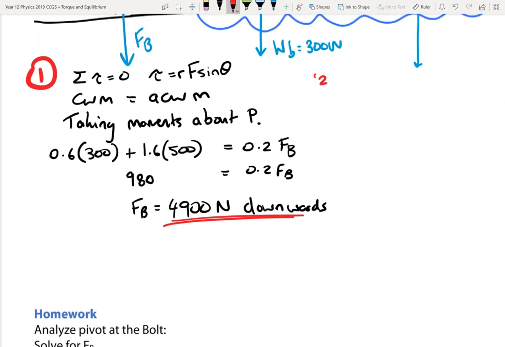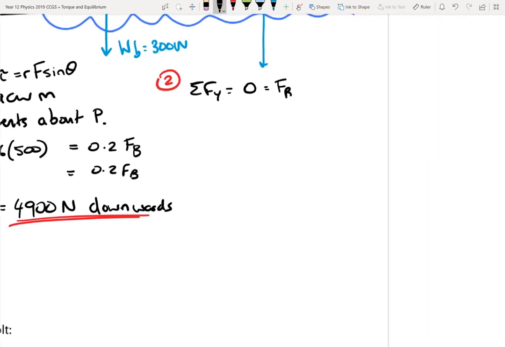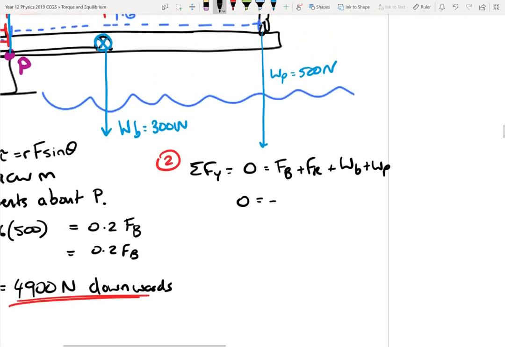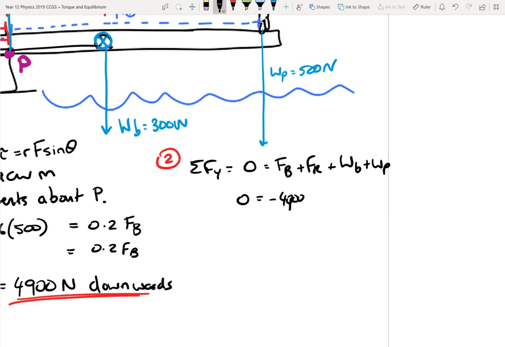So again, step 2. We can now solve the sum of forces equals 0, which is the force of the bolt, reaction force of the block, weight of the board, weight of the person. Again, I'm a rearranging kind of guy, but let's just equate it to 0. We've got negative 4,900 plus negative 300 plus negative 500 plus FR. They're all negatives. Throw them on the other side. They all become positives. FR equals 5,700 newtons upwards.